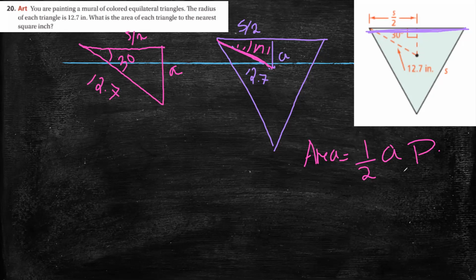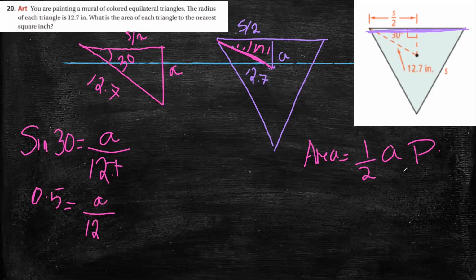It will be sine. Let's use sine here. So sine 30 is A over 12.7. So sine 30 is A, the opposite, over the hypotenuse, which is 12.7. Then sine 30 is half, so A equals 6.35. After multiplying them, let's divide 12.7 by 2. It will be 6.35.